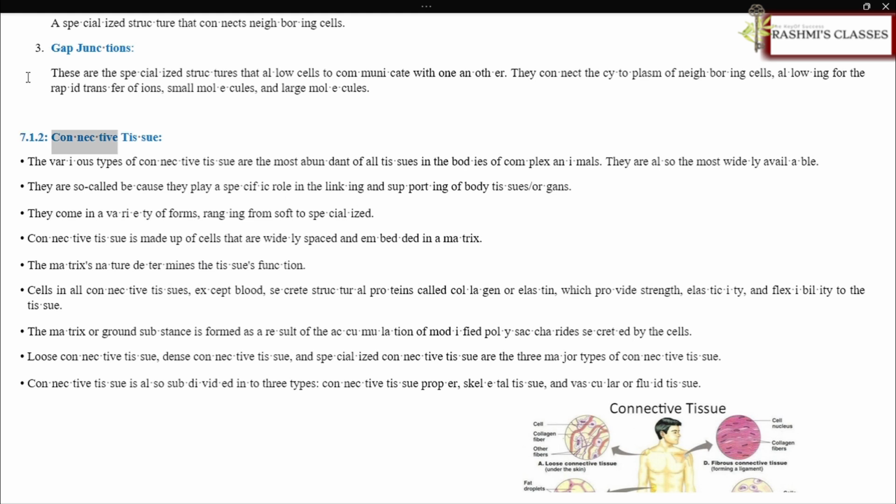7.1.2 Connective tissue. The various types of connective tissue are the most abundant of all tissues in the bodies of complex animals. They are also the most widely available. They are so called because they play a specific role in the linking and supporting of body tissues/organs. They come in a variety of forms, ranging from soft to specialized.